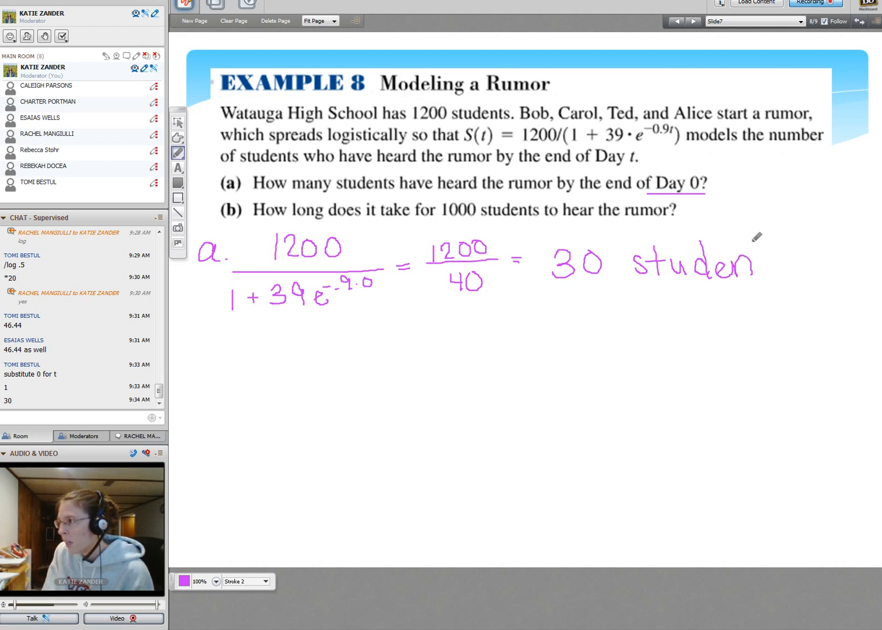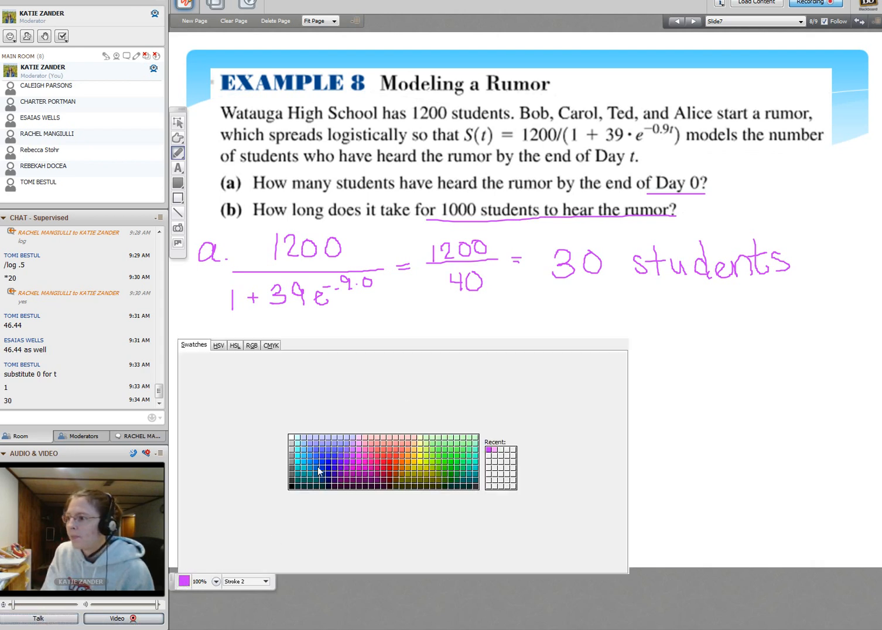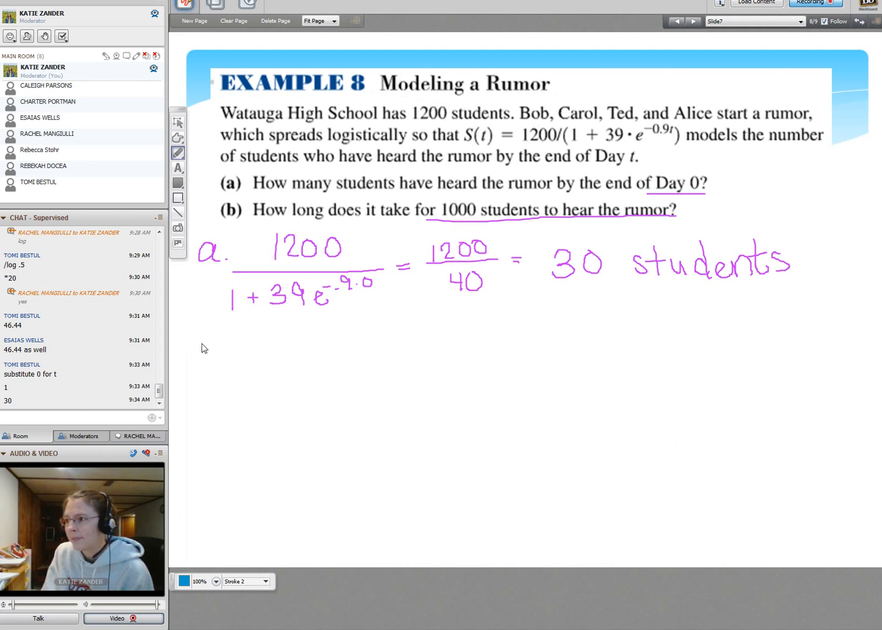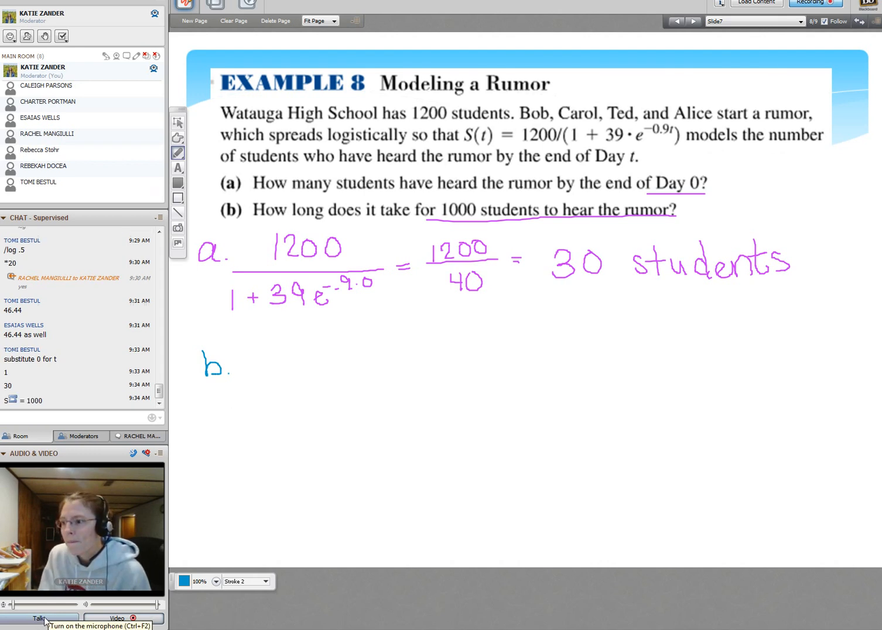Now, day 0 means the very first day that they're starting it, right? So they're starting at 0. How long is it going to take for 1,000 students to hear the rumor? What are we going to do to figure that out? Set that equation equal to 1,000 and work backwards to solve for t.